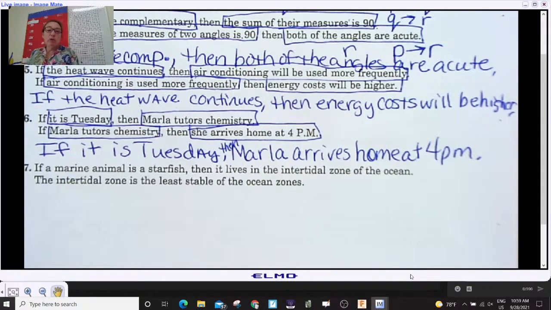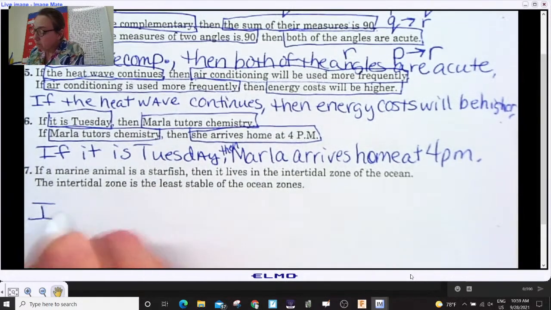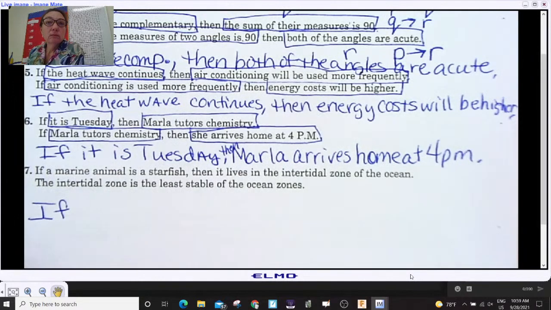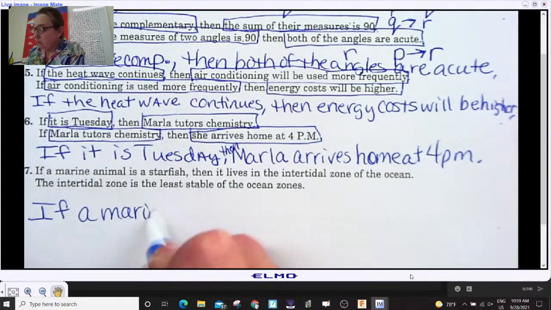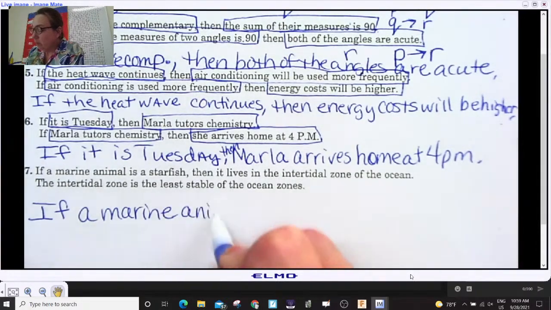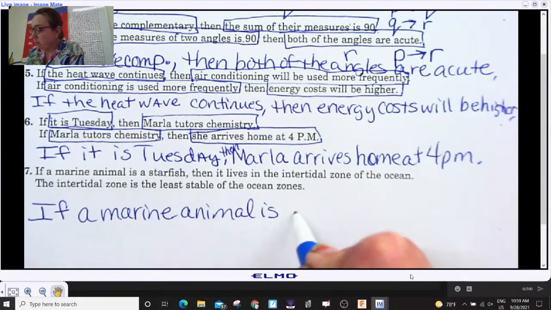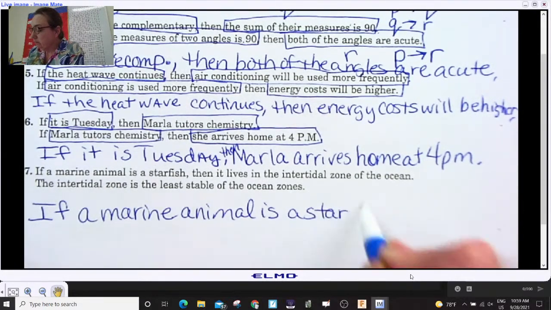So number 7. If a marine animal is a starfish, then it lives in the intertidal zone of the ocean. The intertidal zone is the least stable of the ocean zones. So what conclusion can you draw here? If a marine animal, let me get that down, okay? If a marine animal is a starfish, then what?